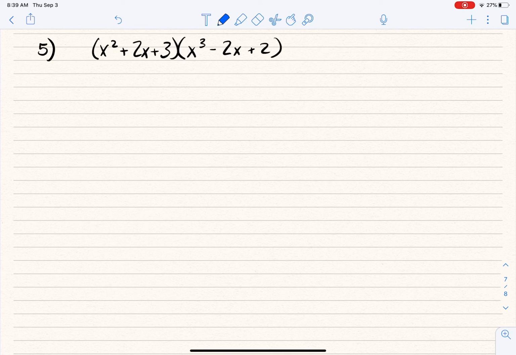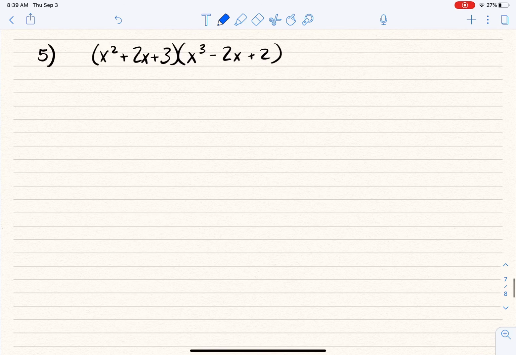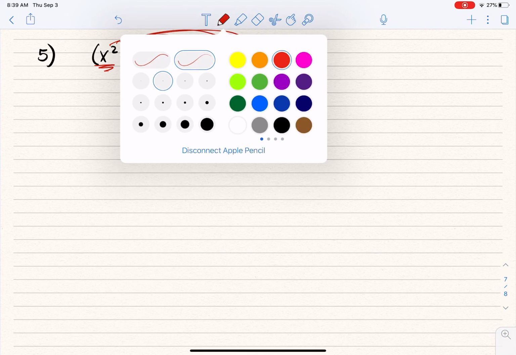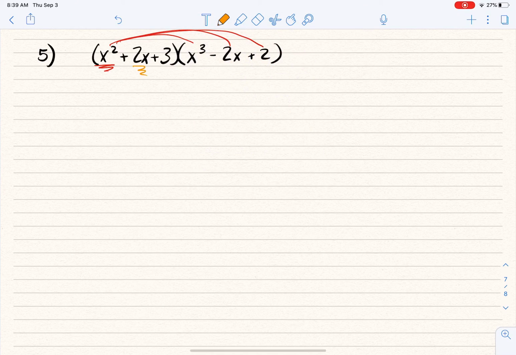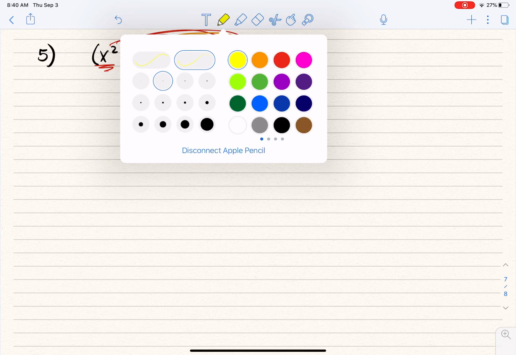Okay, 2 to go. This one is like FOIL to the extreme. You can't FOIL it. I had a student the other day try to FOIL this one, but you can't. You got to think about it as take this first term and make sure it gets multiplied by each one, by that one, by that one, and by that one. And then next, you got to take this next term right here and make sure it gets multiplied by everything. And lastly, you take this term right here and make sure it gets multiplied by everything. And so really, you should end up with 9 terms.